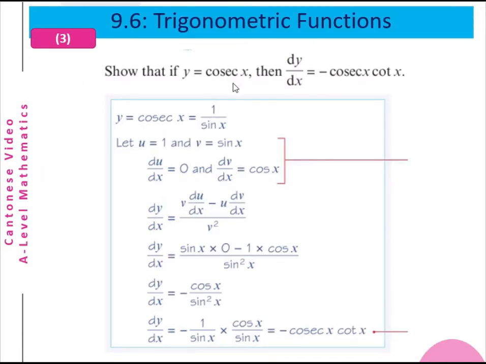One more example. Show that if y equal to cosec x, then dy by dx equal to minus cosec x cot x. If y equal to cosec x, so it's equal to 1 over sin x, and let u equal to 1 and v equal to sin x, du by dx equal to 0, and dv by dx is equal to cos x. By the quotient rule, you have dy by dx equal to (v du by dx minus u dv by dx) over v squared. And dy by dx is equal to sin x multiplied by 0 minus 1 multiplied by cos x, over sin squared x. So dy by dx is equal to minus cos x over sin squared x. And dy by dx is equal to minus 1 over sin x multiplied by cos x over sin x. Of course, you have to remember this minus sign.